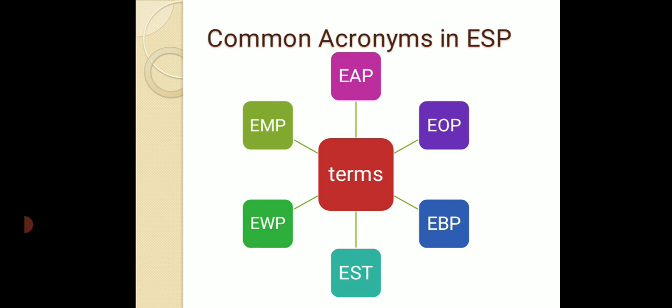Okay, so in ESP, basically when you are making a program, you can just say English for, and then you mention the professions or the discipline, so they become the ESP program.